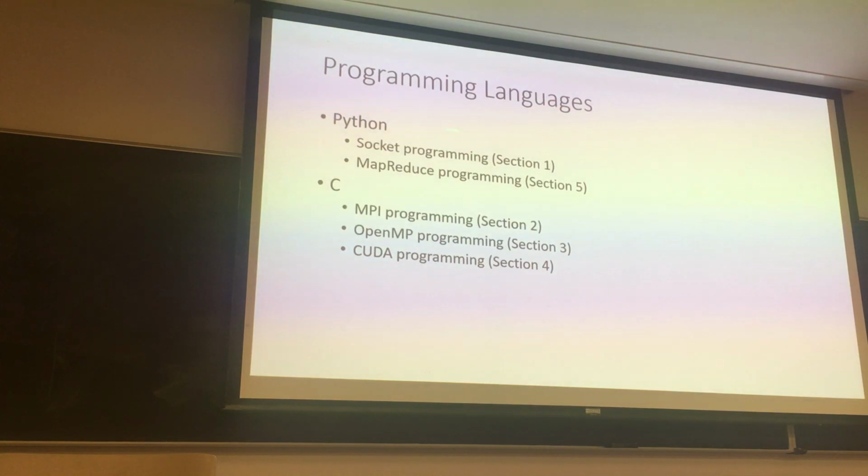With Python programming, we will mainly use it for network programming. That's section 1. We will also use Python for the last section, MapReduce programming, section 5. With C programming, we'll use it for MPI programming, which is section 2, and OpenMP programming and CUDA programming in the middle.